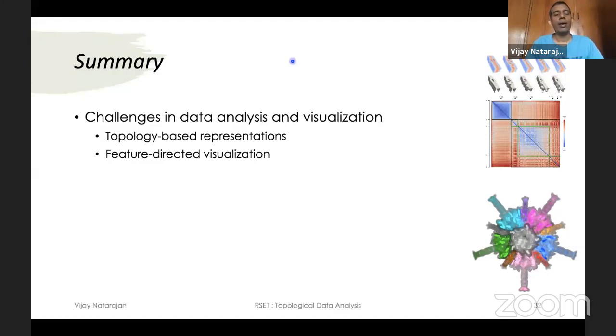What I introduced to you today was a topology-based representation of features in the data, and to use these features to visualize and explore the data. In our work, we focused on fast algorithms for computing these features.